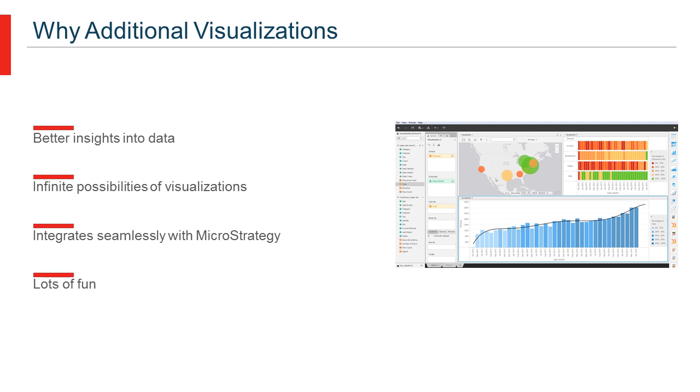So why do we need additional visualizations? This isn't why do we need visualizations. I hope I answered that in the first slide, but this is why do we need more than just the MicroStrategy out-of-the-box visualizations? Why do we need more than just the line graph or the bar graph, or maybe even the advanced heat maps and network maps that MicroStrategy provides? Well, one is that it allows people to get better insights into data. I think there are a lot of smart people out there in the world who visualize things a lot differently than everyone else, and if they can visualize it another way than just the out-of-the-box visualizations, then that would be great for them.